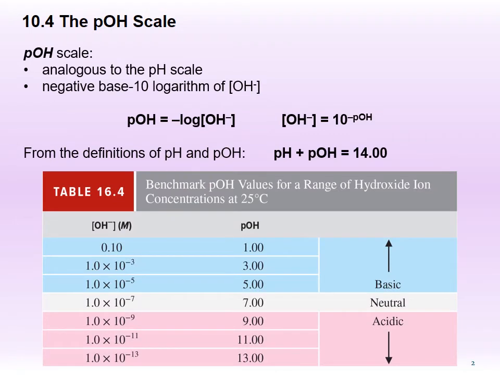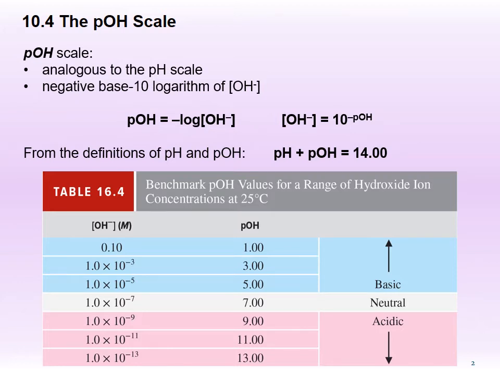The pOH scale is analogous to the pH scale and can be defined as the negative of the logarithm to base 10 of the hydroxide ion concentration. Thus, pOH is equal to negative log of hydroxide ion concentration. To find hydroxide ion concentration, we use the formula hydroxide ion concentration equals 10 to the power of minus pOH.